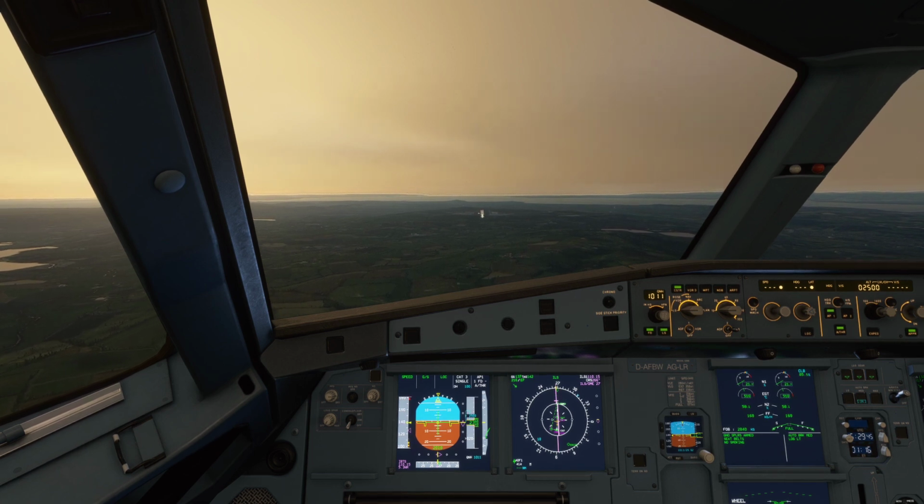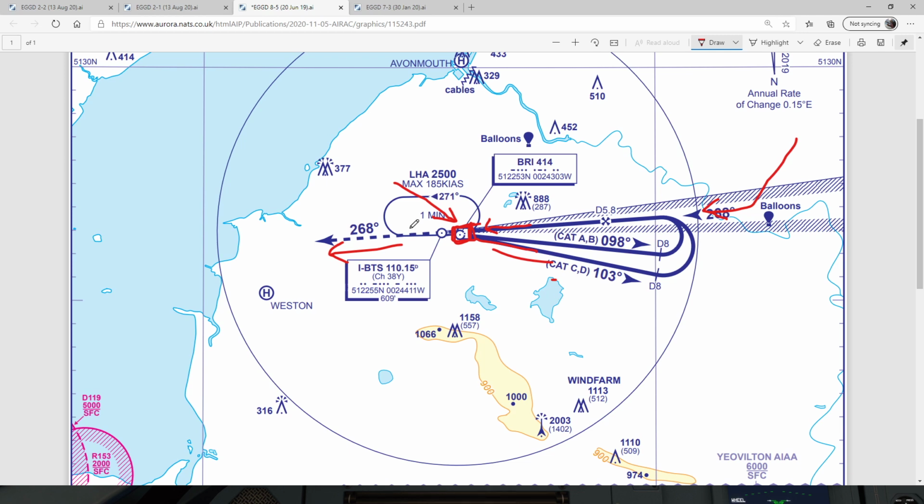Again, what happens if we need to go around? Well, it's fine, we've just done it. Climb 3,000 feet, turn right, back to that Bristol NDB, track that flashing green arrow, and then we exit 103 degrees, back to 8 miles, and then we turn left as we've just done to re-establish for another approach.